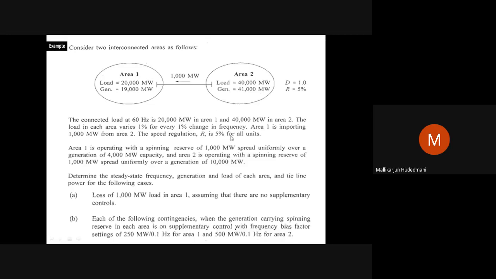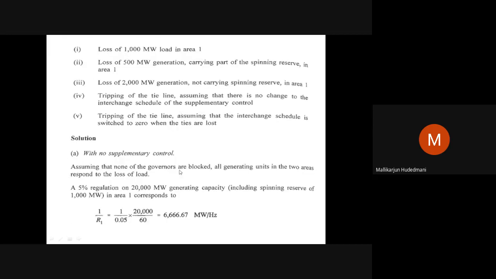Whatever discussion I have done, you will find similar calculations. So when we keep 1 by R1 equal to 1 divided by 0.05 into 100 by 50 into capacity by 100, that 100 was redundant, as I said, so 100 is taken out here. You can see some simple steps in this Prabha Kundur textbook. The similar calculations mentioned earlier were put here. You can see it looks a little simpler.